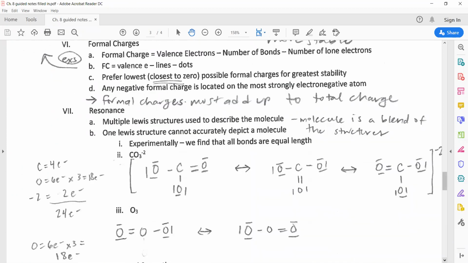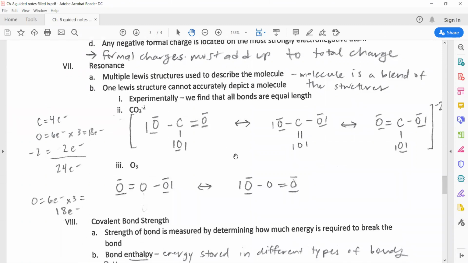What resonance structures are is when you have Lewis structures that are absolutely identical in how good they are, okay? Let me show you an example and then I'll talk more about what that means. If we were coming up with the Lewis structure CO3-2, carbon has 4 valence, oxygen has 6 valence, and there's 3 of them. And then you have a negative 2 charge, which means you have an extra 2 electrons, so you come up with 24.